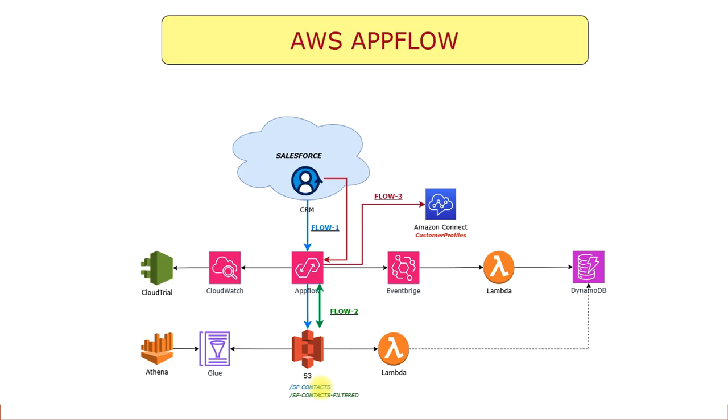Now what I could do is create a flow two. I could go into AppFlow and create flow two, and that's going to pull the data from the Salesforce contacts bucket and filter it and pump it back into a filtered bucket, if I want to do that.